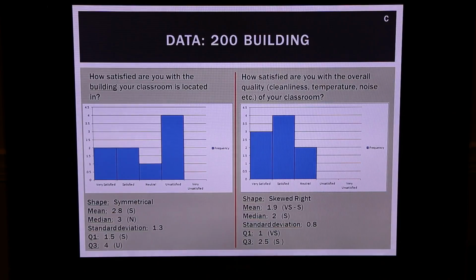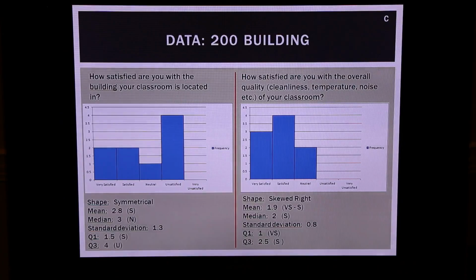The median is neutral, 3. Because of 9 responses, there was 4 between very satisfied and satisfied, and 4 in unsatisfied. The standard deviation is 1.3, so the average response falls within 1.3, so within satisfied or unsatisfied and neutral. And our Q1 is 1.5 and our Q3 is 4, which means that 75% of our responses fell between satisfied and unsatisfied.